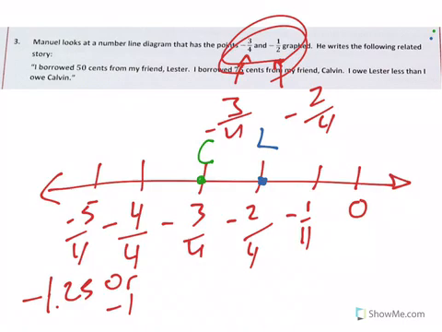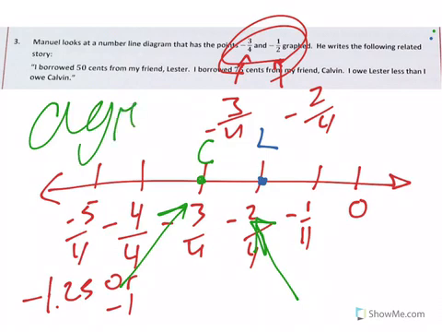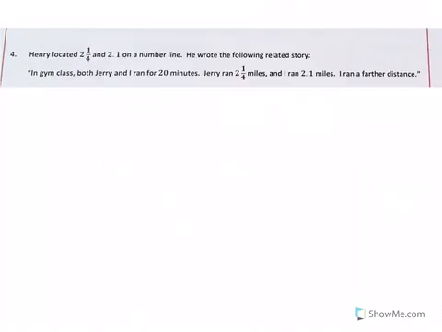If you say, I owe Lester less than I owe Calvin, well, you owe Lester 50 cents, you owe Calvin 75 cents. Lester is to the right of Calvin on the number line. So in this case, I would agree with that statement. Okay, continue to move on here.